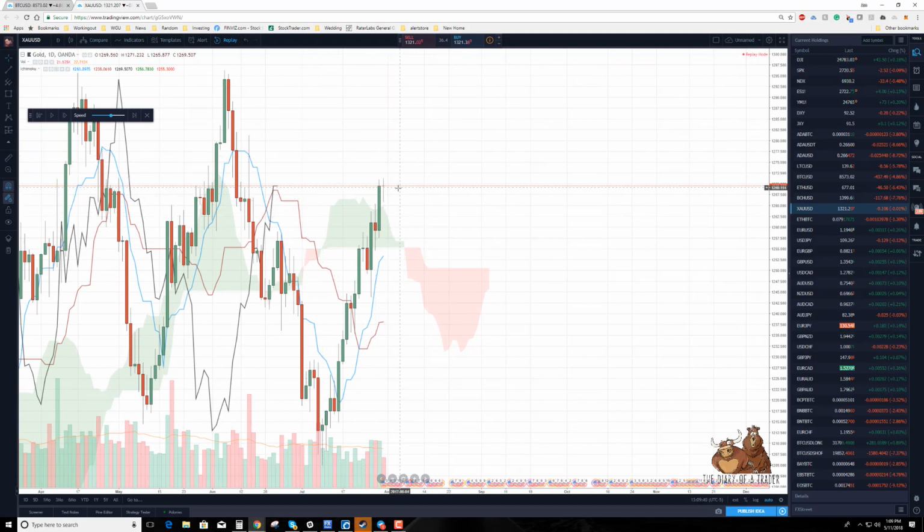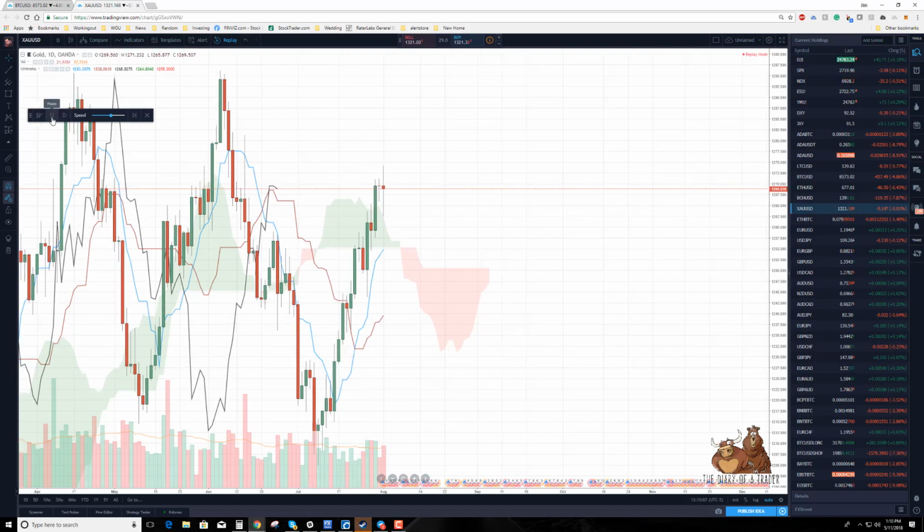Price needs to be above the cloud. It is. The conversion line is above the baseline. That's also a condition. But is the lagging span above the cloud? Yes. And I forgot to mention that we want the cloud in front to be green as well. So we want a green cloud, price above the cloud, conversion line above the baseline, and the lagging span, the black line, above the cloud. And let's see if that's what happens.